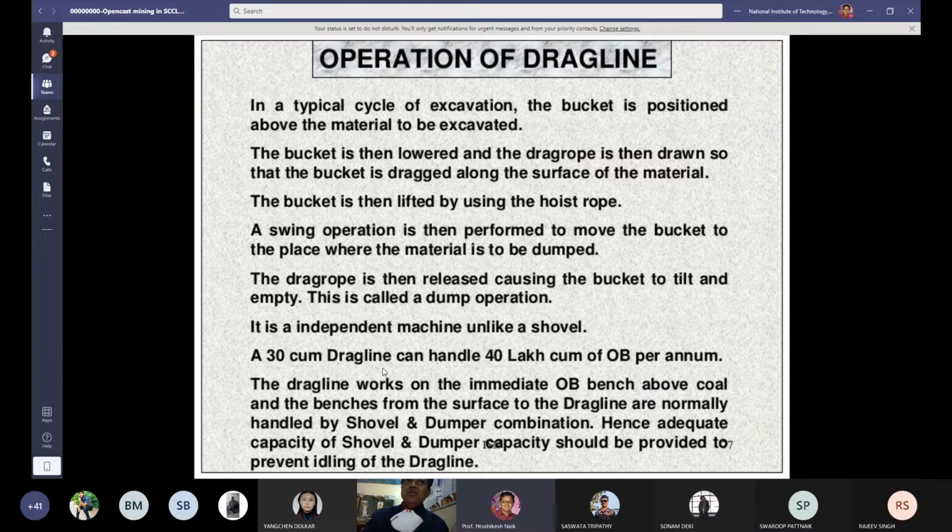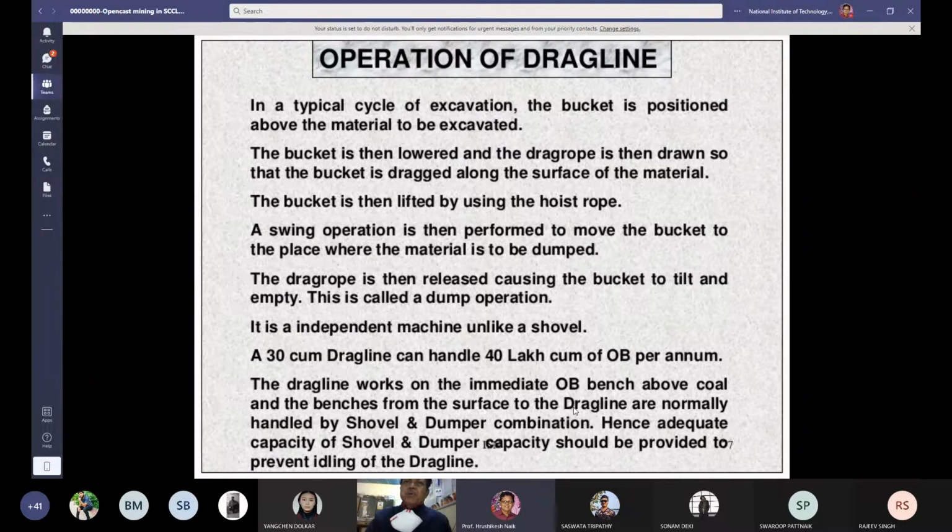So a 30 cubic meter dragline can handle 40 lakh cubic meter of overburden per annum. Annually, you can remove 40 lakh cubic meter of overburden by using a 30 cubic meter dragline bucket capacity. The dragline works on the immediate overburden bench above the coal seam, and the benches from the surface to the dragline are normally handled by shovel and dumper combination.